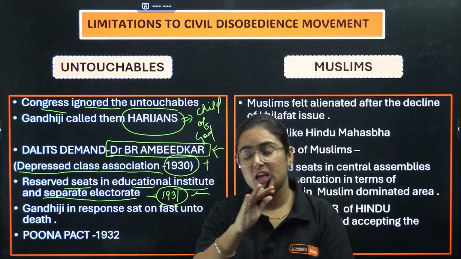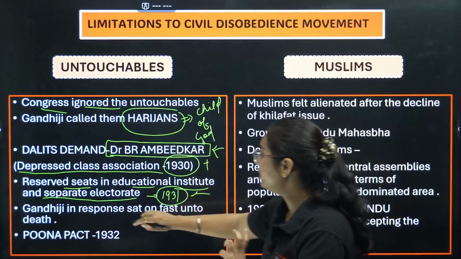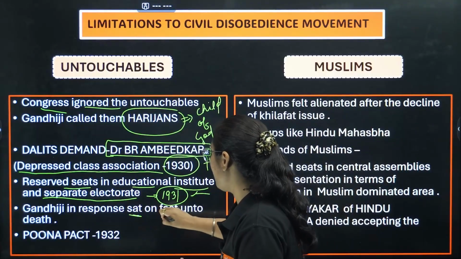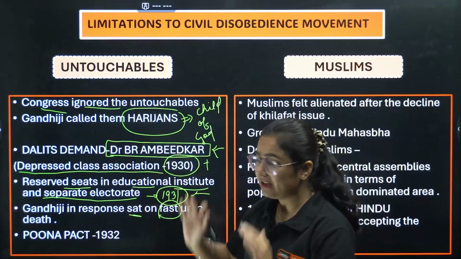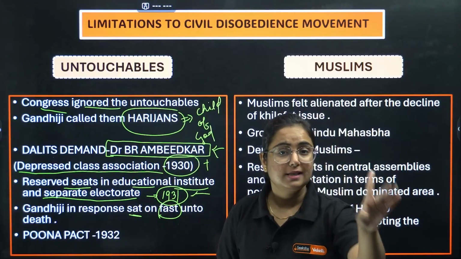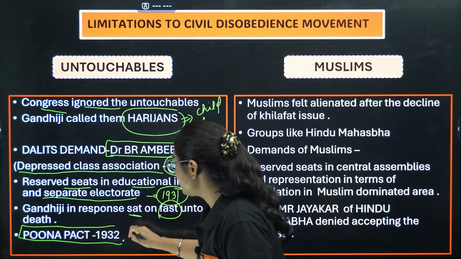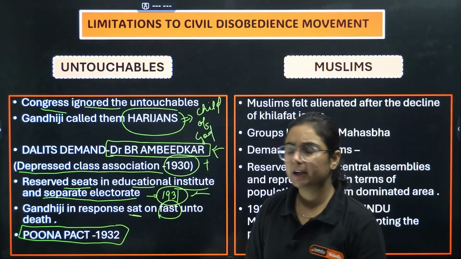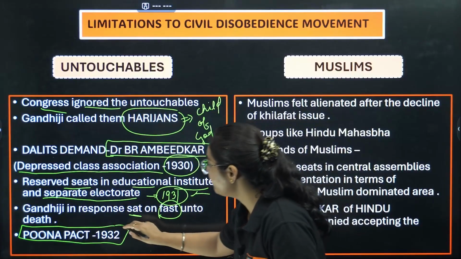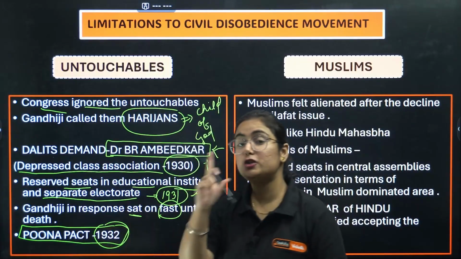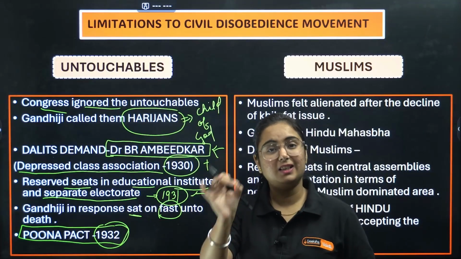Get the point? However, there was a tussle between Gandhiji and B.R. Ambedkar on this issue. Gandhiji in response went on a fast unto death, right? He said that we can give reserved seats but not separate electorate. However, a compromise was reached between Gandhiji and Dr. B.R. Ambedkar, with a role of Madan Mohan Malviya ji, in the year 1932. So do remember the date of the Pune Pact, 1932.